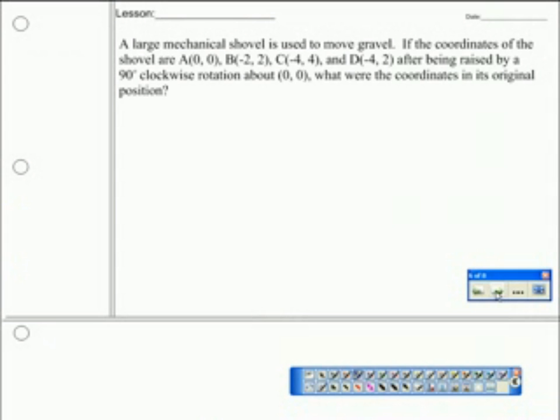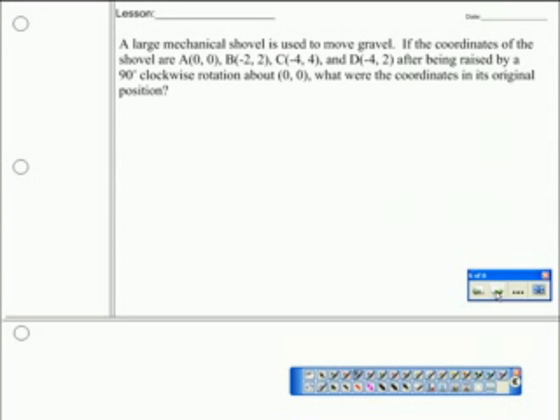Exactly. A large mechanical shovel is used to move gravel. If the coordinates of the shovel are A (0, 0), B (-2, 2), C (-4, 4), and D (-4, 2), after being raised by a 90 degrees clockwise rotation about (0, 0), what were the coordinates in its original position? So we could reverse the rule, right? Or we could do what?